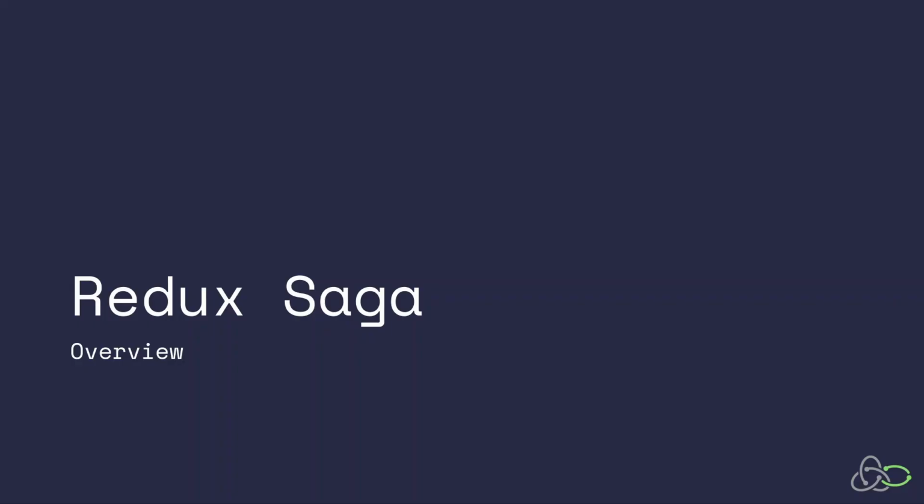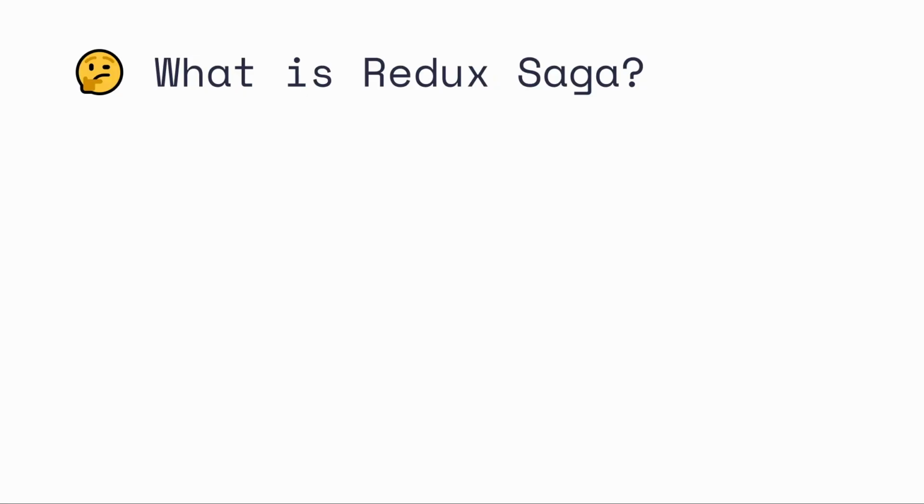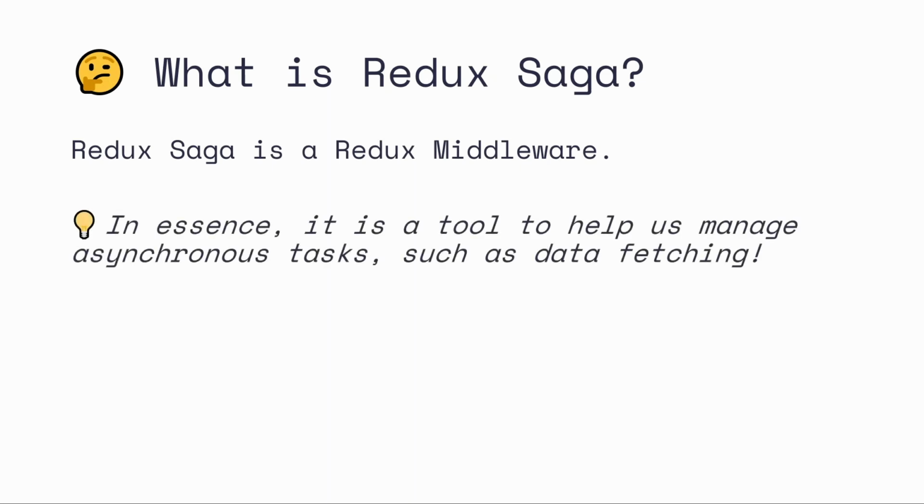Finally, let's talk about Redux Saga. What is Redux Saga? Well, Redux Saga is what's called a Redux middleware. Basically, it's a tool to help us manage async tasks such as data fetching.